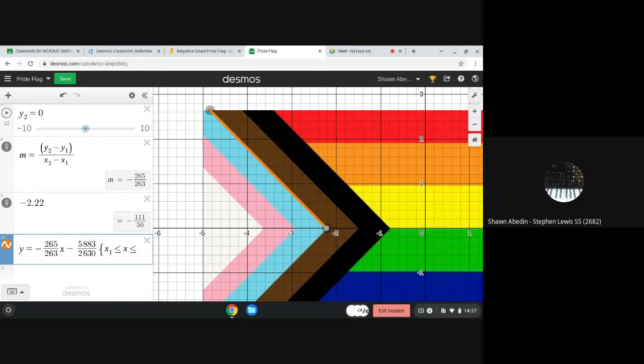We modeled a line segment on a flag. We used the pride flag here. And we determined the slope. We determined the y-intercept. We entered the linear relation into Desmos, and we used our x values to create restrictions to really accurately model the line.